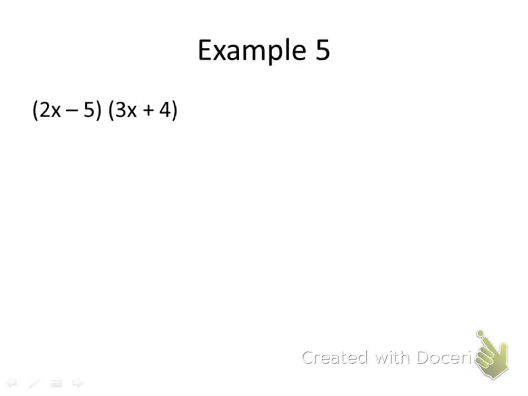Alright, example 5. Binomial times binomial. What you need to be aware of on this one is that the negative is stuck with the 5. That is a negative 5. Are you sure? I am most definitely positive. So anytime you're messing with that 5, you got to keep the negative with it. So a minus and a negative are the same thing. You could write it as plus negative 5 if you wanted.